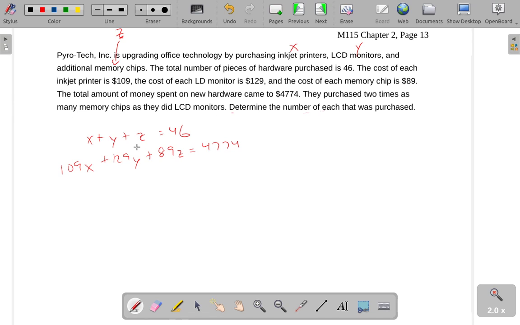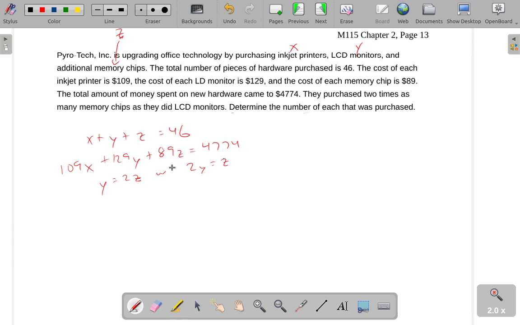Okay. The only thing we haven't really used so far is that they purchased 2 times as many memory chips as they did LCD monitors. And be very careful with this. One of these is twice the other one. We have memory chips and LCD monitors, so we're going to be talking about Y and Z. Either it's going to be Y equals 2Z or 2Y equals Z. We need to figure out which one of these we're actually going for.